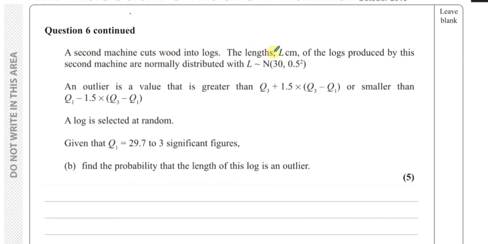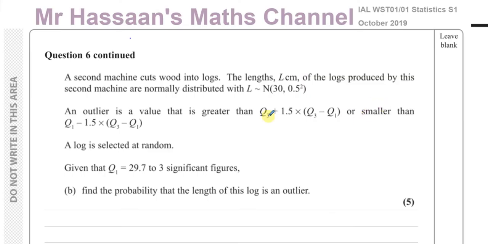The lengths L centimeters of the logs produced by the second machine are normally distributed with a mean of 30 and a variance of 0.5 squared. So that means the standard deviation is going to be 0.5. Okay, so that's the information we extract from there. Then it tells us about outliers.